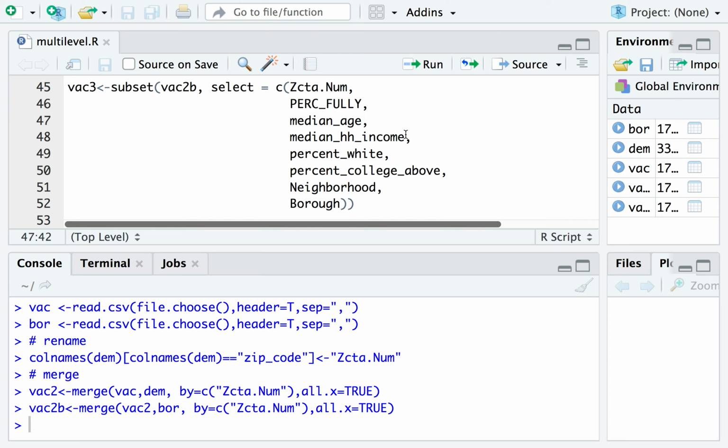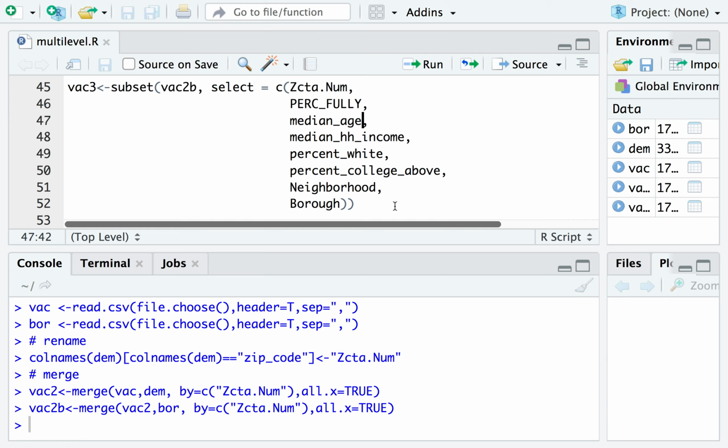The grouping variable is neighborhood, and I included an additional grouping variable, which I'll get to later, which is borough. Now my sample is zip codes within New York City, so it's not individuals, it's just zip code. And in New York City, there are 5 boroughs. Within each borough, there are a number of neighborhoods, and within each neighborhood, there are a number of zip codes.